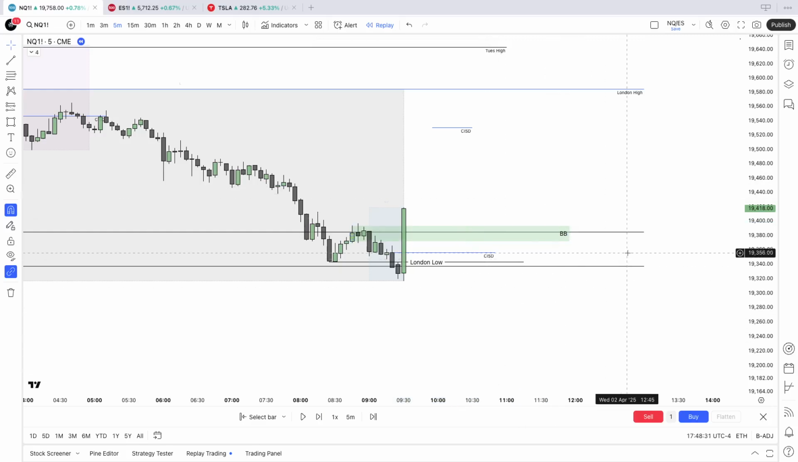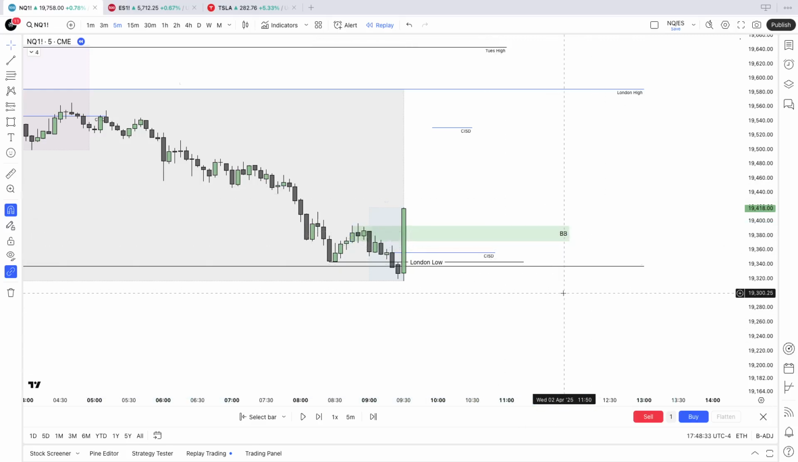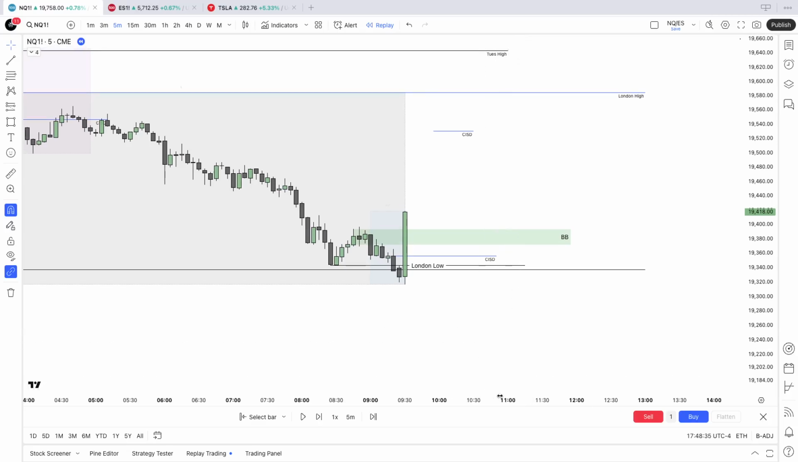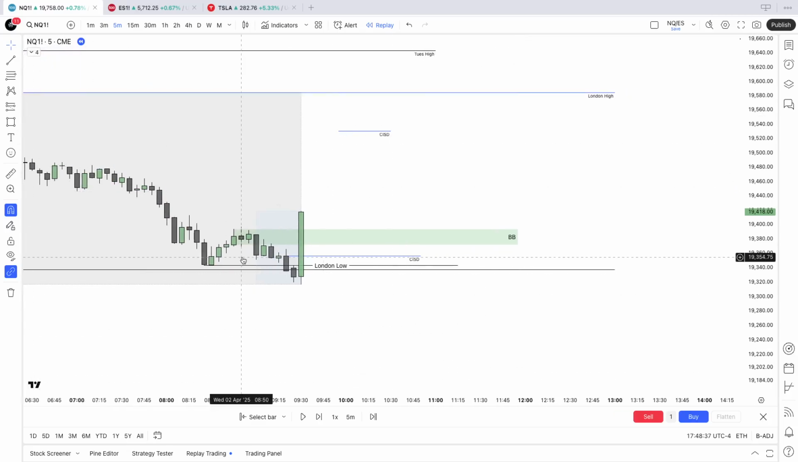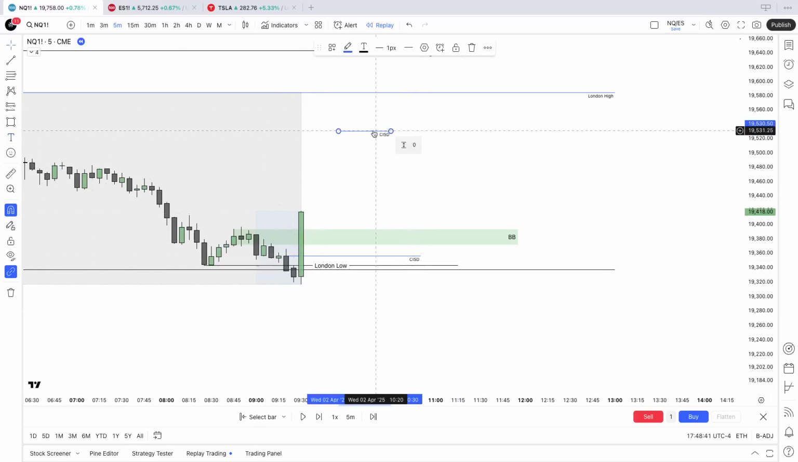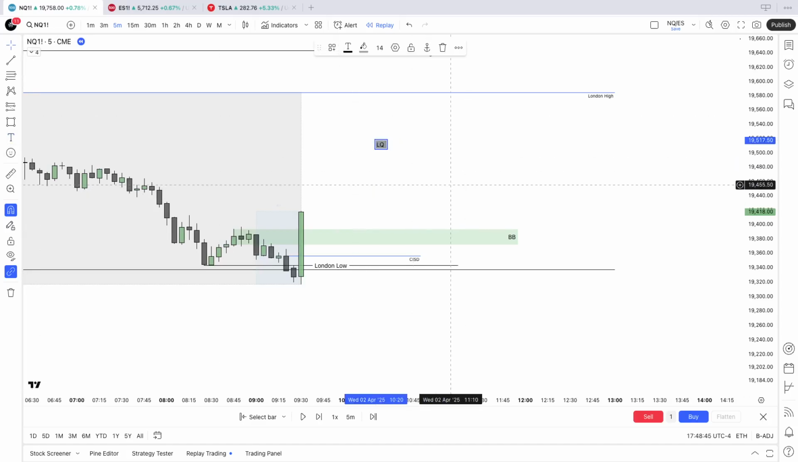So what do we see here with this confluence? On the 5-minute time frame, we saw multiple things happen. First of all, we saw liquidity get swept. We'll actually write this out for you guys so it's a little easier to understand. First of all, we saw liquidity being swept.